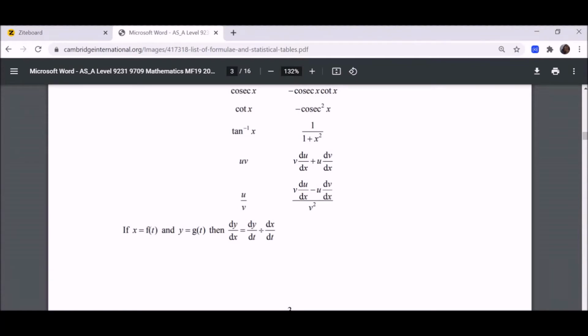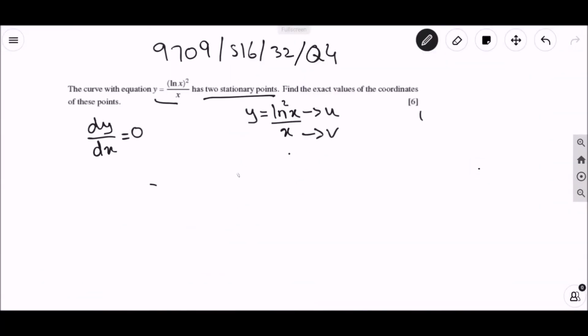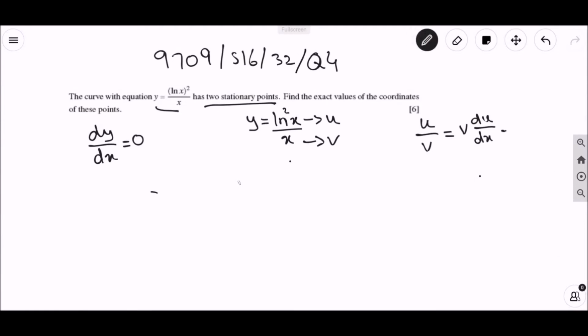I'm going to write the formula once again here. So the derivative of u over v is equal to... The u and the v are given. I'm going to write that here. u is equal to ln squared x and v is equal to x. So the derivative of x is really easy. It's 1. dv over dx is equal to 1.